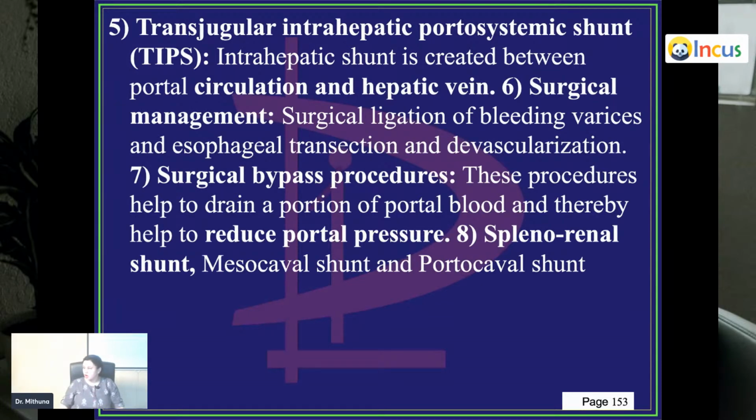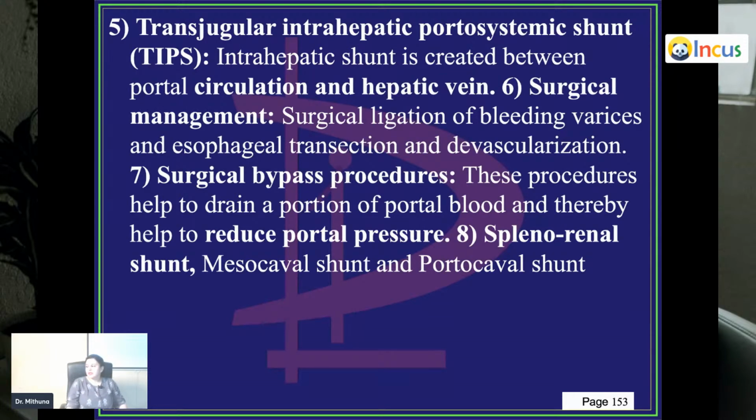This you're supposed to understand. TIPS, I will not go very deep into it, it has a lot of depth. This much just understand: TIPS, the transjugular intrahepatic portosystemic shunt, is being used here for portal hypertension. You're causing a shunt. It's just like a bypass surgery.